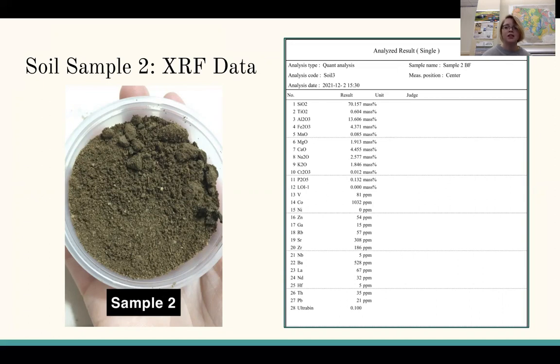There was a garden in my mom's backyard over the summer. Maybe some of the fertilizers that she used could have seeped into that soil.